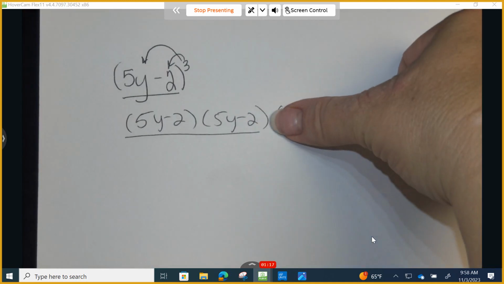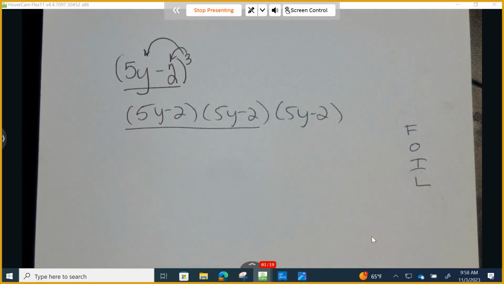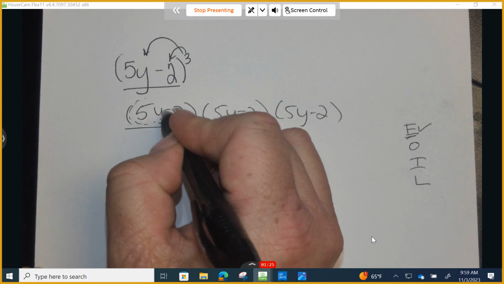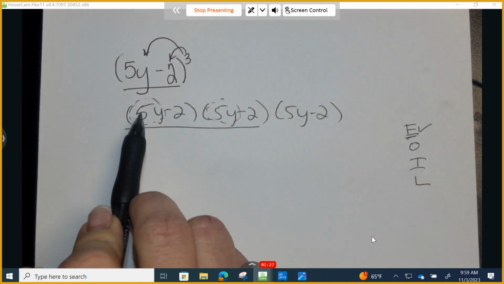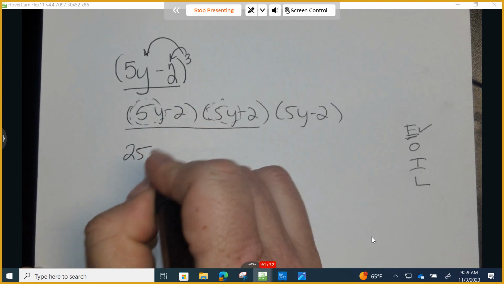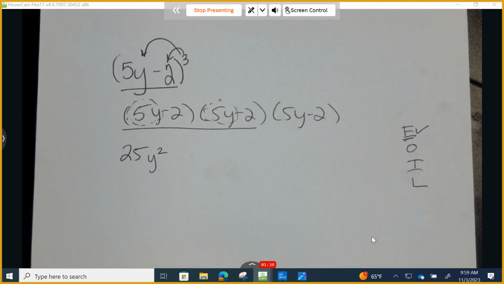I'm going to forget about this term right here. I'm going to come back to the slide. I'm going to forget about it right now. So the first thing I'm going to do is multiply the fronts. I'm going to lightly circle these if you have never learned how to FOIL. So I'm taking 5 times 5, which is 25, and there's 2 y's, which equals y squared. You're going to provide me honest feedback when I'm done about how well you understood this first example.